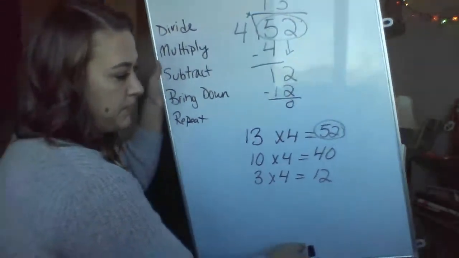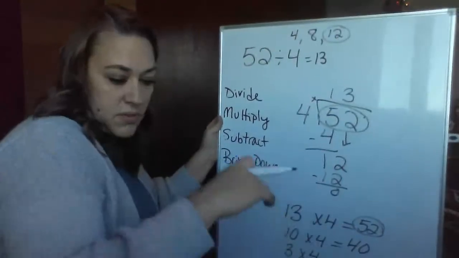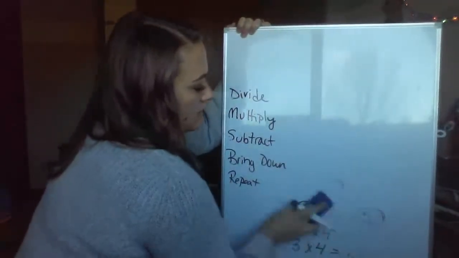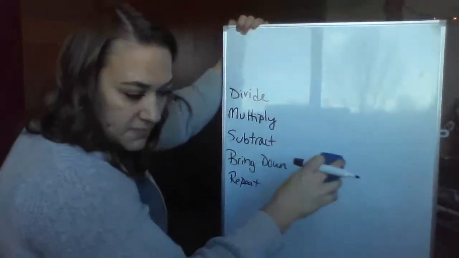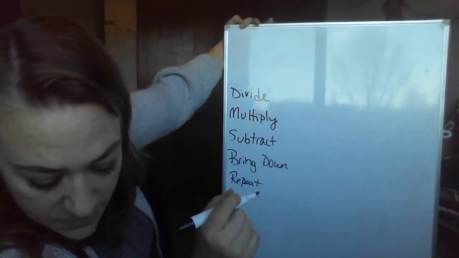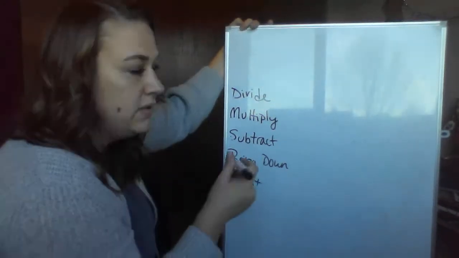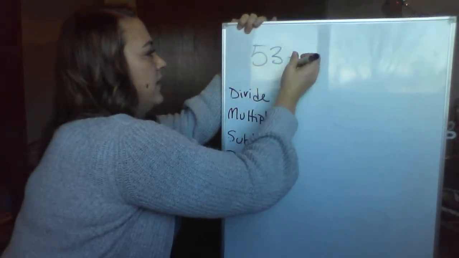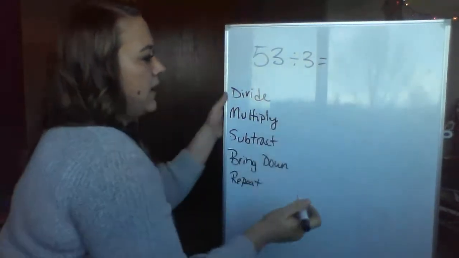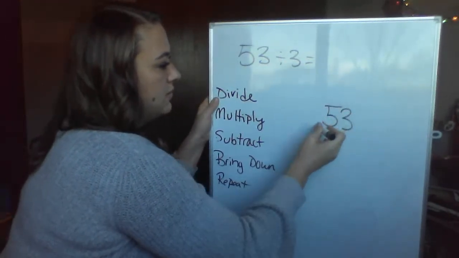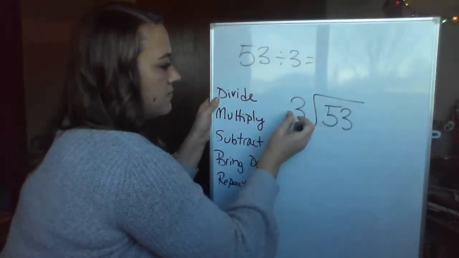Okay. All right, let's do one more because I'm hoping you just did that one with me on paper. So let's do one more together while you're doing it with me. Let's see. Oh, this one will have a remainder. That's good. 53 divided by 3. Okay, let's set it up. I've got 53 divided by 3.